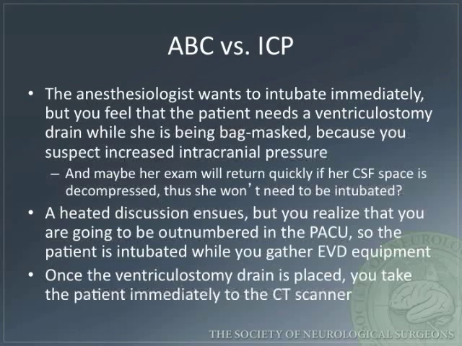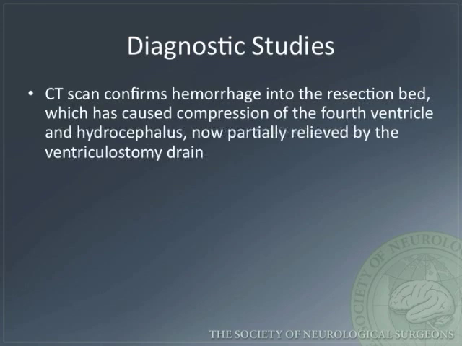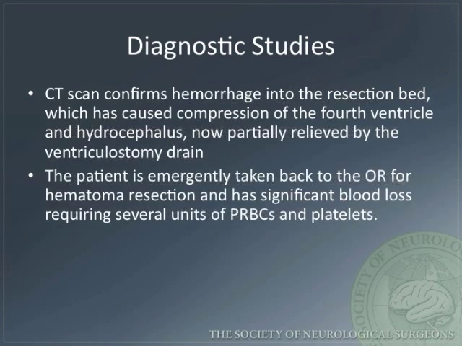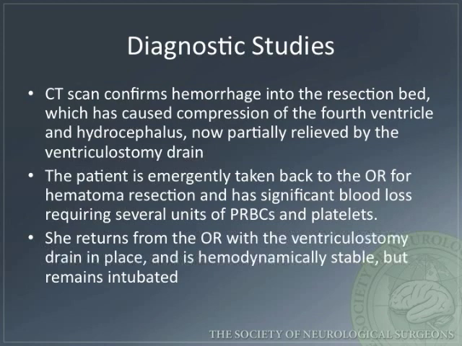Once the ventriculostomy drain is placed, you take the patient immediately to the CAT scanner. CT scan confirms hemorrhage into the resection bed, which has caused compression of the fourth ventricle and acute hydrocephalus, now partially relieved by the ventriculostomy drain. The patient is emergently taken back to the OR for hematoma resection and has significant blood loss requiring several units of packed red blood cells and platelets. She returns from the OR with the ventriculostomy drain in place and is hemodynamically stable but remains intubated.